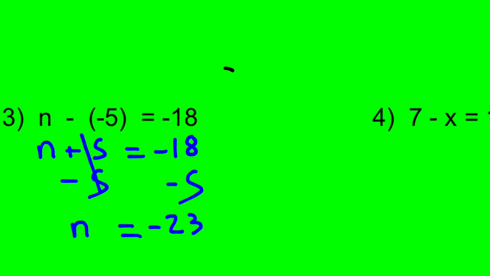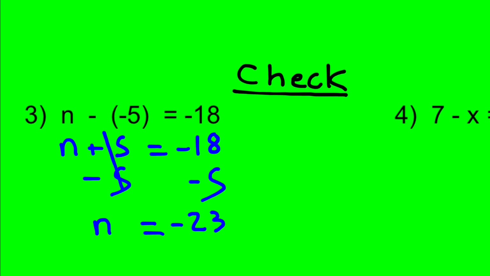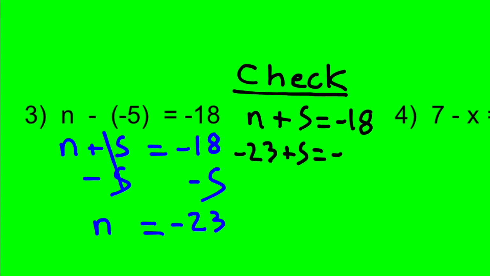Next, I check it. I'm going to write down the equation that I actually simplified. I'm not going to write down the minus negative. I'm just going to write down the n plus 5 equals -18. I'm going to substitute in -23 for n. And I'm going to ask myself, is that true? Do both sides of the equal sign balance out? Well, -23 plus 5 does equal -18. So both sides of the equation are correct. Boom.